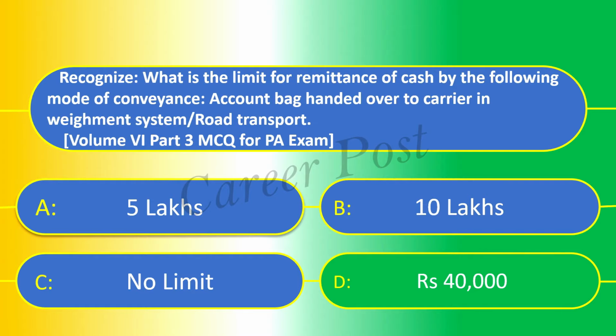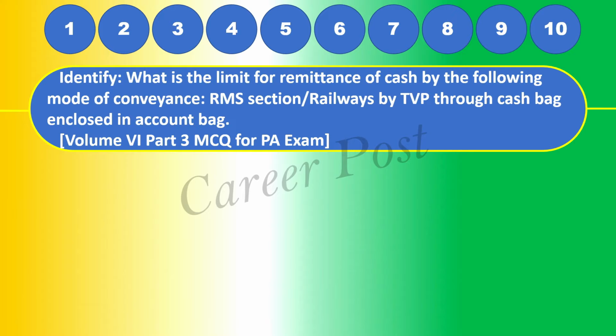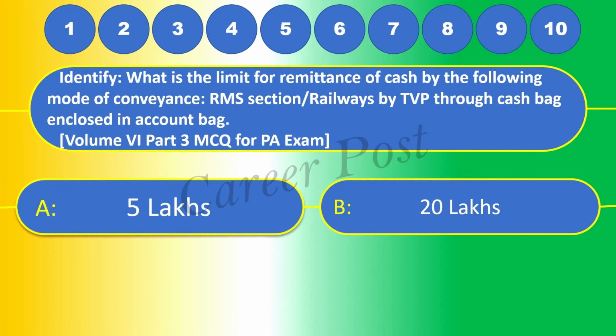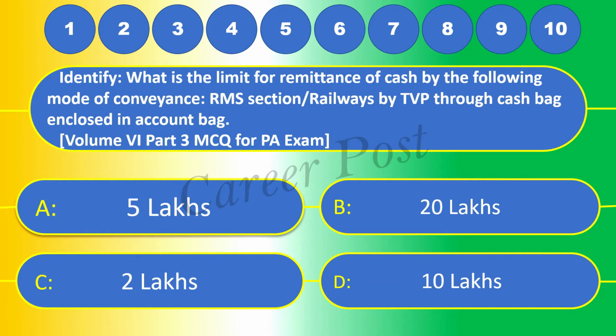This is the first one on the screen. What is the limit for remittance of cash by the following mode of conveyance? RMS section, railways by TVP, through cash bag enclosed in the account bag. If anyone knows what TVP is, post in the comment section. A, 5 lakhs, B, 20 lakhs, C, 2 lakhs, D, 10 lakhs. Your time starts now.